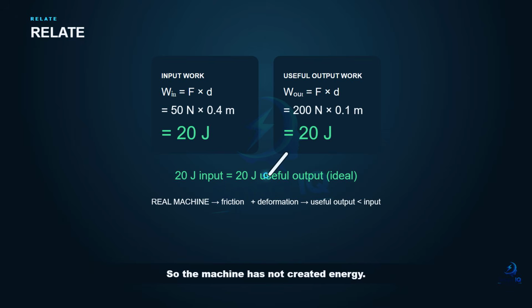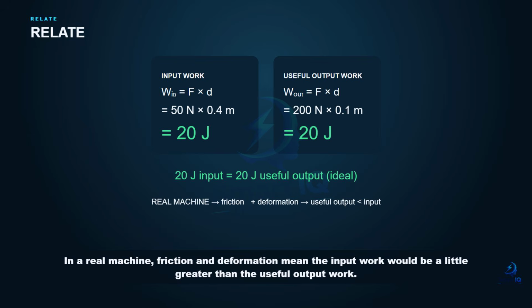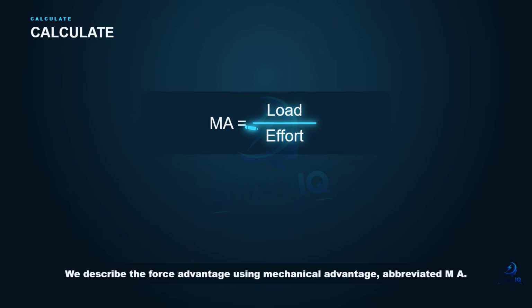So the machine has not created energy. It has traded force for distance. In a real machine, friction and deformation mean the input work would be a little greater than the useful output work. We describe the force advantage using mechanical advantage, abbreviated MA.